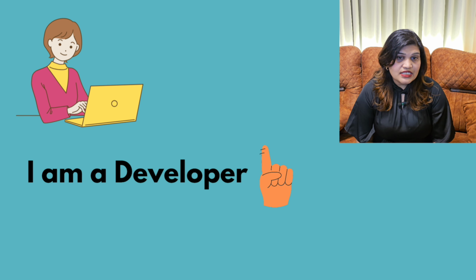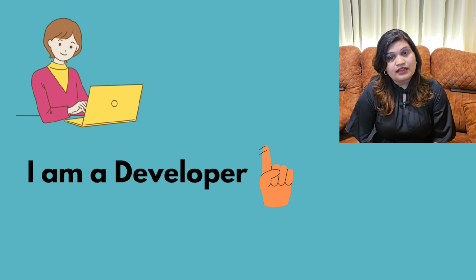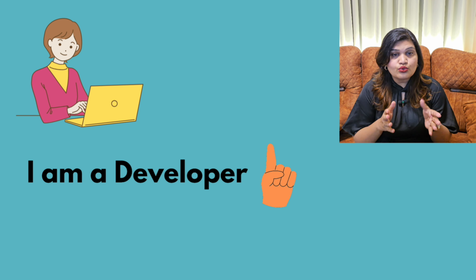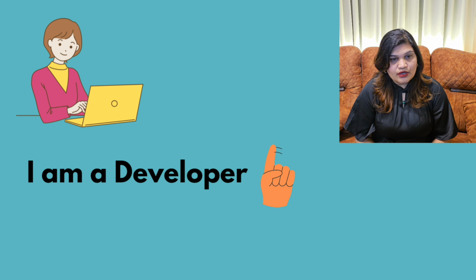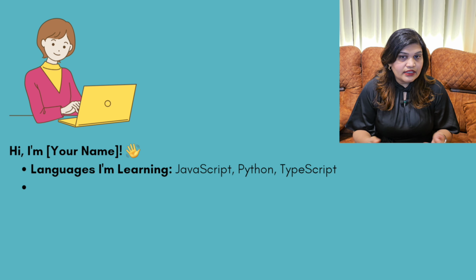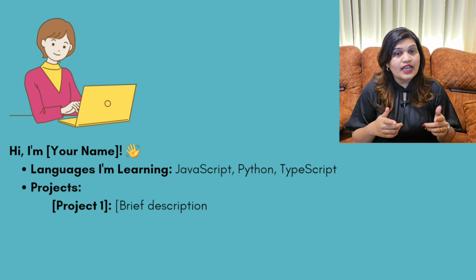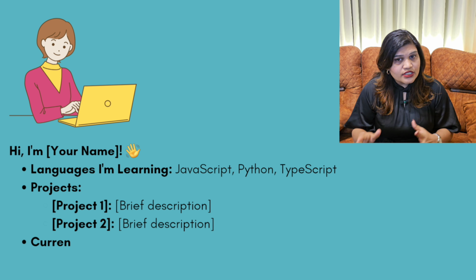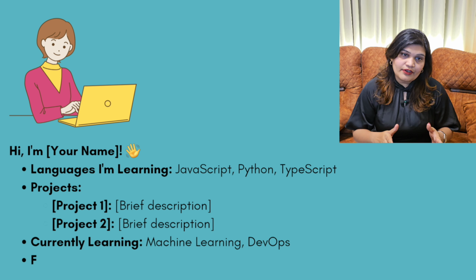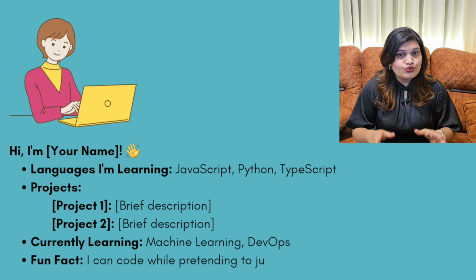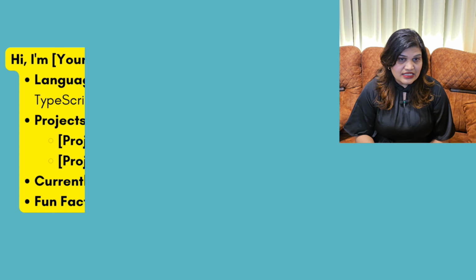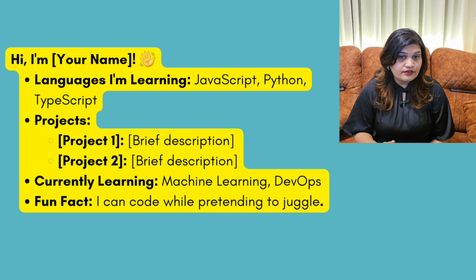Mistake number 1, skipping the bio or writing something like "I am a developer." Your GitHub profile is a place to showcase who you are and what you're passionate about. Let's be real. If you just say developer, that doesn't tell anyone anything. Write a bio that highlights what languages you are learning, what type of projects you're working on, and maybe a fun fact about yourself. That is your chance to show off your personality and interests. See, now it's personal, informative, and it tells the world what you're looking at.